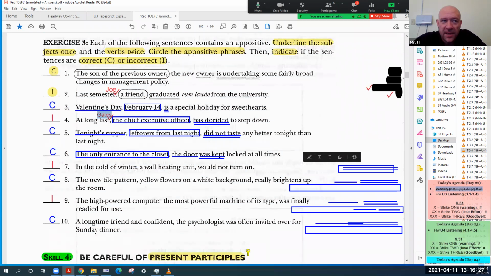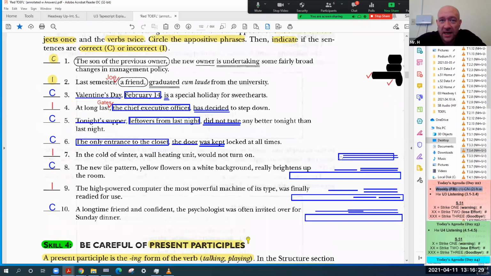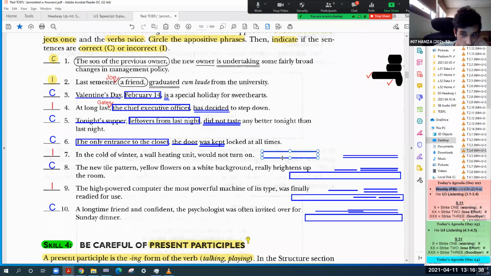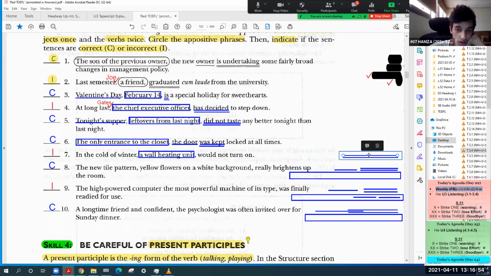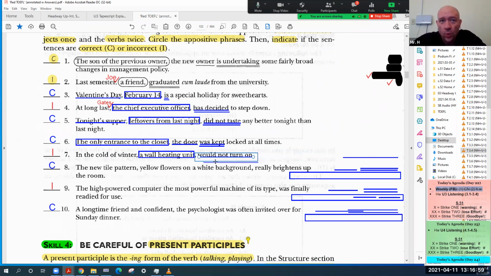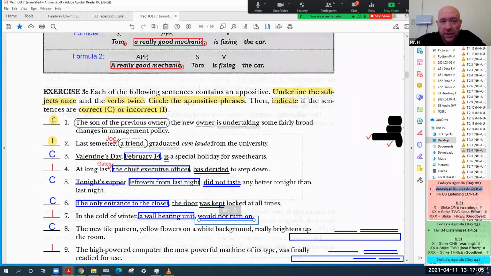Number 7. So let's find where do I put this? In the first sentence, I think. You think it's at the beginning? No, in the middle. Where's the verb? Would not turn on. Here's your verb. So which formula are we using? Which formula are we using? Formula 1.